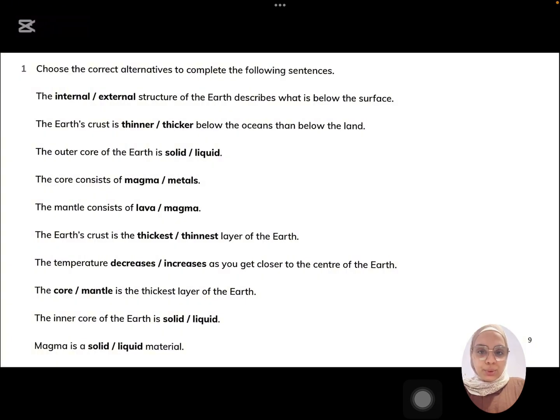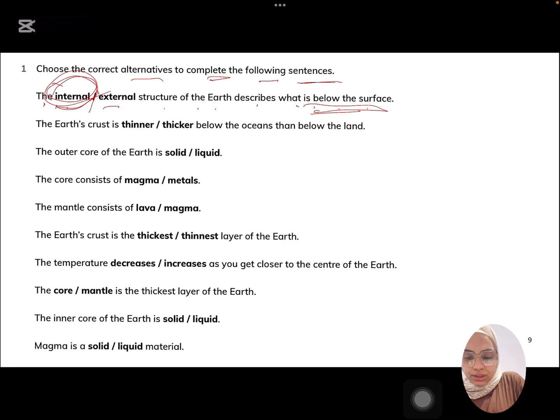Now let's recap what we said by answering these questions. Choose the correct alternatives to complete the following sentences. The internal or external structure of the earth describes what below the surface. We said the internal or external structure describes what below the surface. What describes what's below the surface? It is the internal structure.